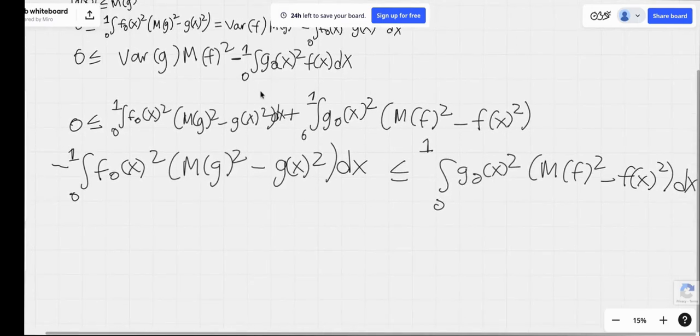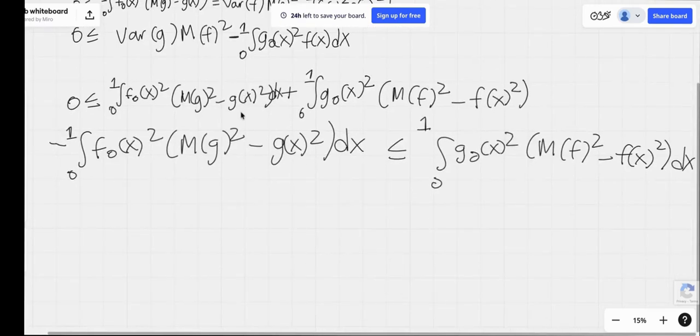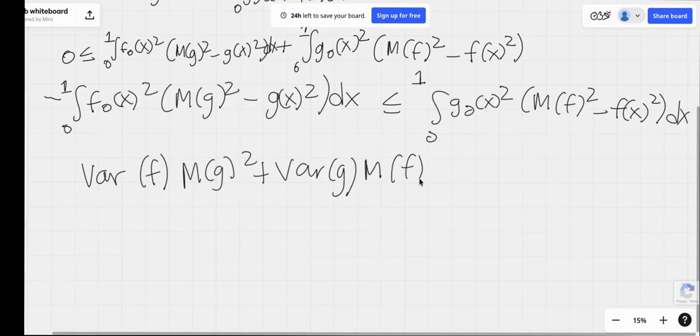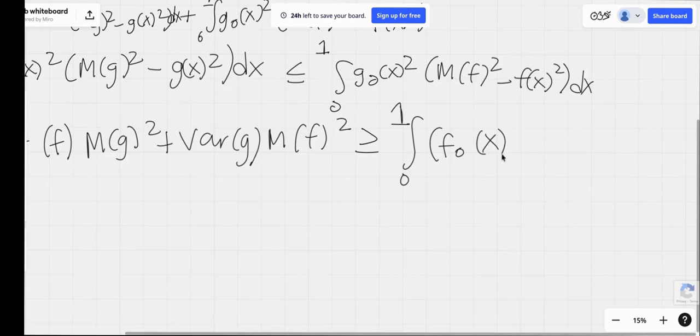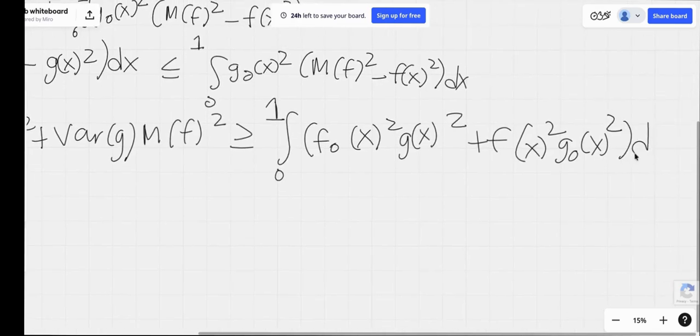Now if we just plug in our equalities for these integrals, what we will get is that the variance of f times big M of g squared plus the variance of g times big M of f squared is greater than or equal to the integral from 0 to 1 of f naught of x squared g of x squared plus, again just the opposite of this, f of x squared g naught of x squared, right?